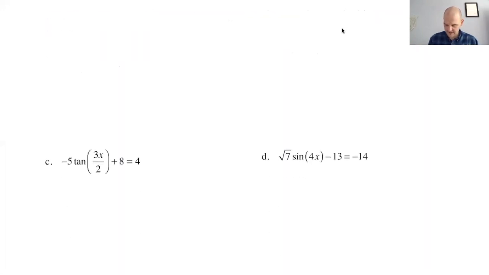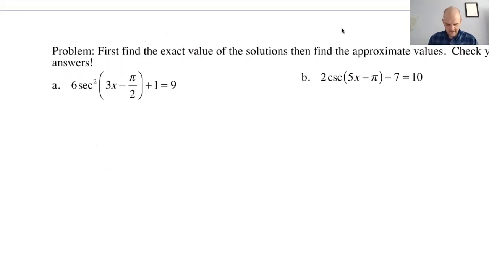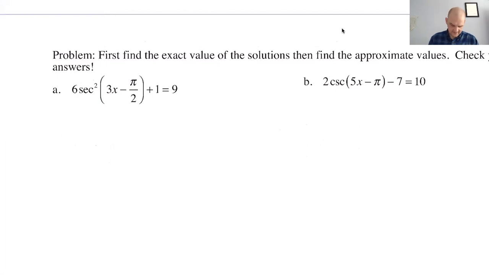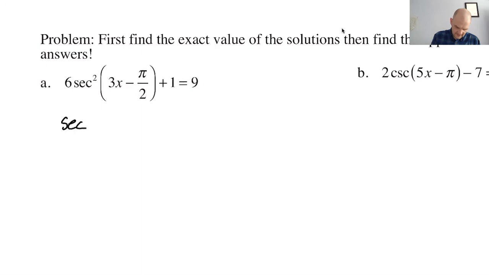Looking at these problems, these look way more annoying than the last page. So we'll see. It says find the exact value and then find the approximate values. None of these look like they're going to be famous, and that's disappointing. But let's see if we can do, oh wait, actually the first one might be famous. Let's see. So I'm going to say that secant squared of 3x minus pi over 2. So we subtract 1 to get 8, divide by 6 to get 4/3.